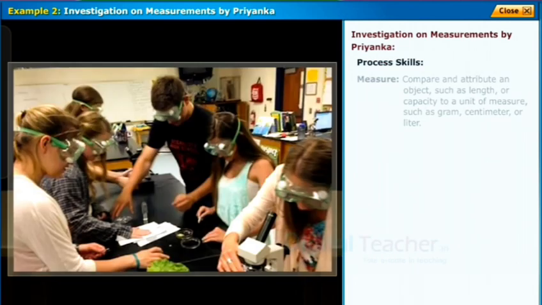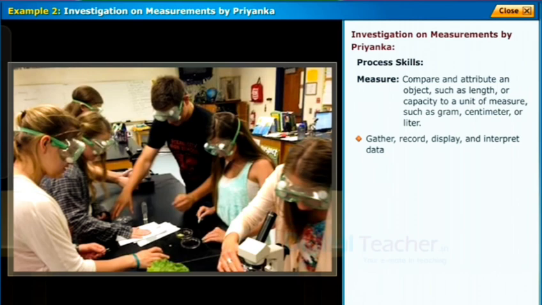Process skills. Measure: compare and attribute an object such as length or capacity to a unit of measure such as gram, centimeter or liter. Gather, record, display and interpret data.